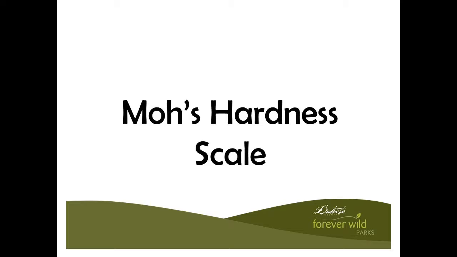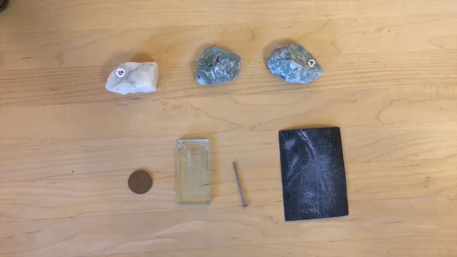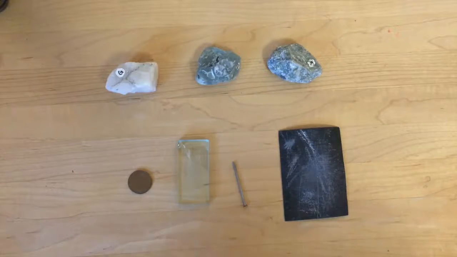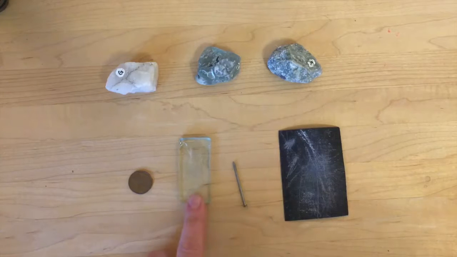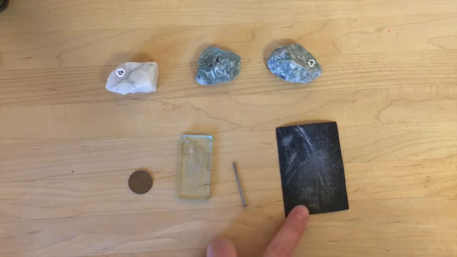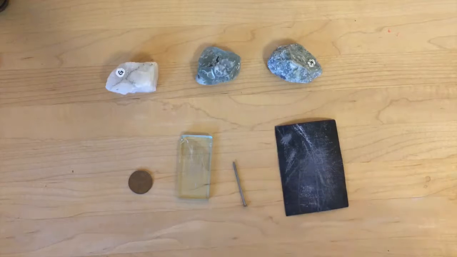Let's try a science experiment. All you need is a collection of minerals that you might have in your rock collection, a penny, a piece of glass. Please don't use a window. Make sure to ask your parents for maybe a bottle or pasta jar that you might be recycling, a nail, and then a piece of sandpaper or an emery board.